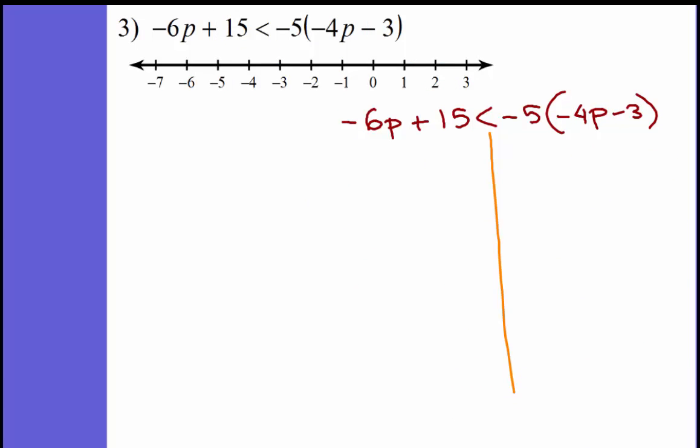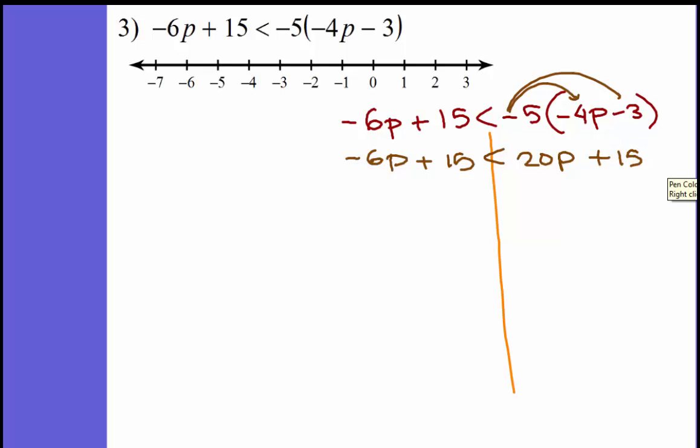Okay, so we're going to rewrite the negative 6p plus 15, less than negative 5 times negative 4 is a positive 20p. Negative 5 times negative 3 is a positive 15. I want my variable on the left, which means that this is a check. He is right there, he's correct. This is not correct, so you minus 15, you minus 15.